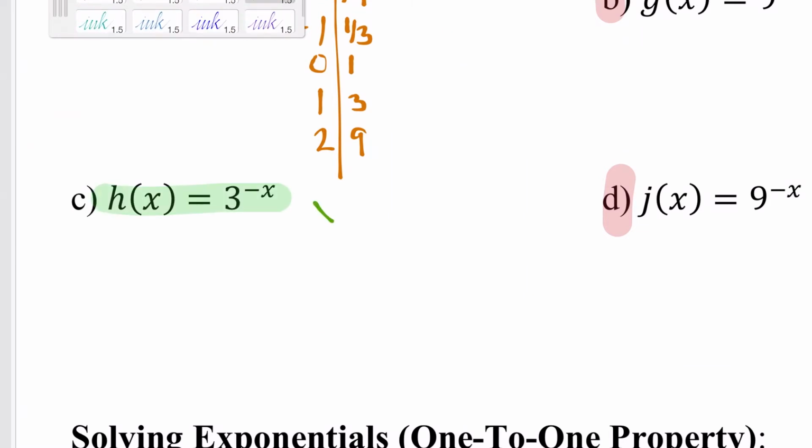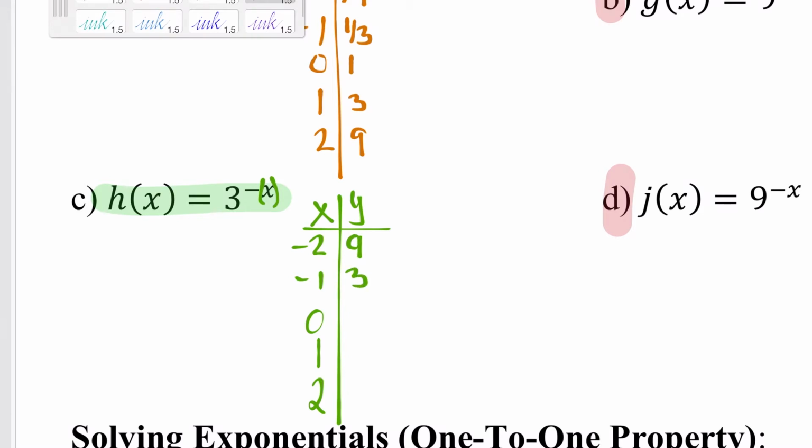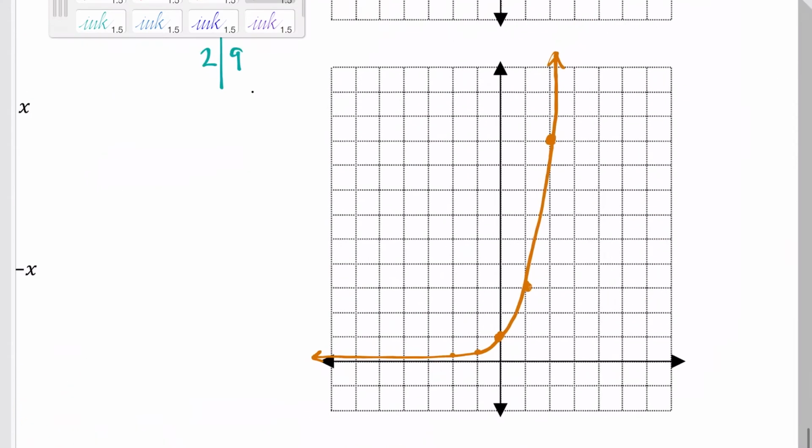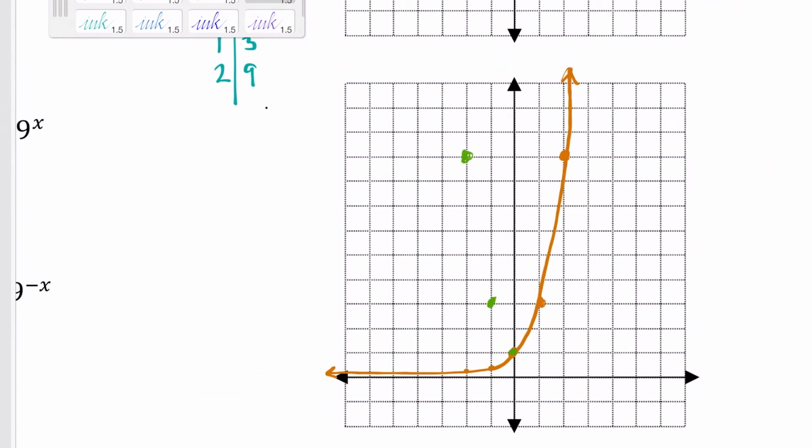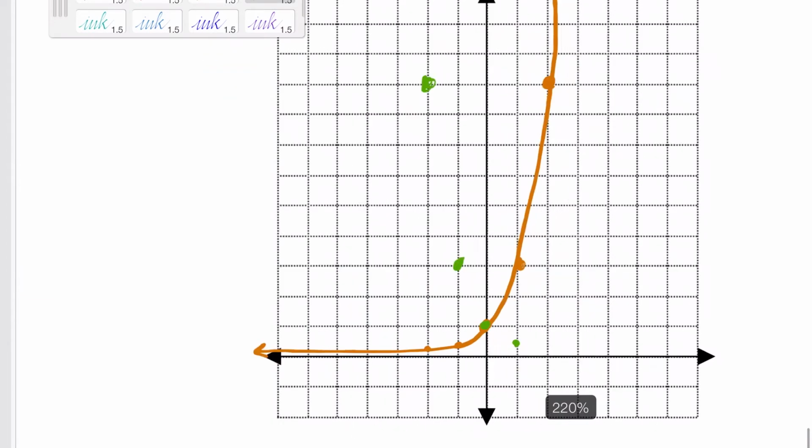I'm still going to start off with my same round of x values to plug in and try out. If I plug in negative 2 to that x, that means I'm multiplying it by negative 1, which means I'm basically doing 3 squared. Same if I plug in negative 1, I'd end up with 3 to the first power. And 0 isn't positive or negative, it's just 0, so it's still going to be 1. When I plug in a positive 1, it's going to make it negative 1, so I've got 1/3, and 1/9 when I do 3 to the negative 2. And then I'll plot these. What I've basically done is made a reflection across my y-axis because my x was negative.